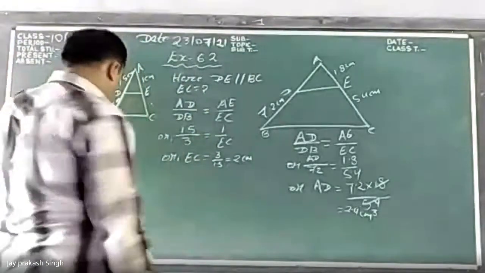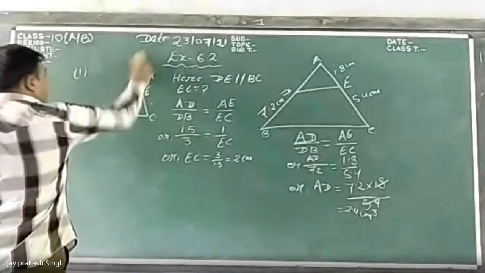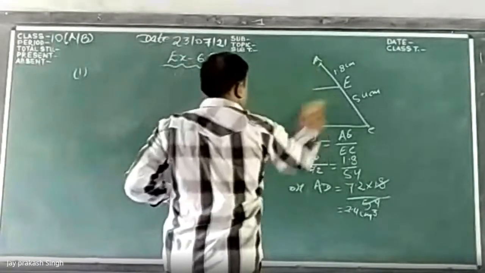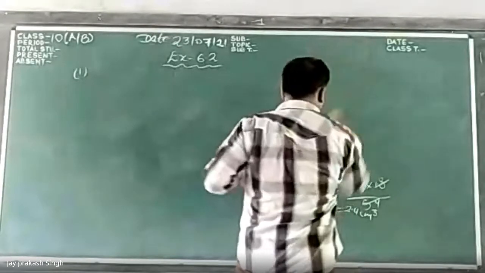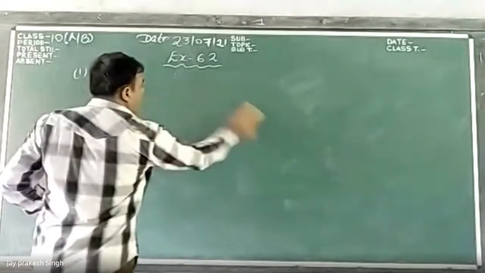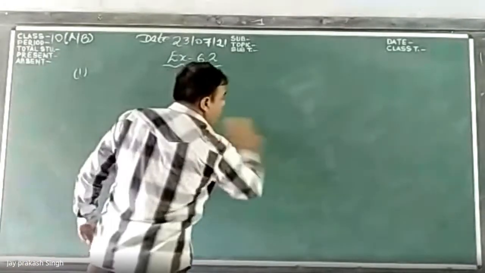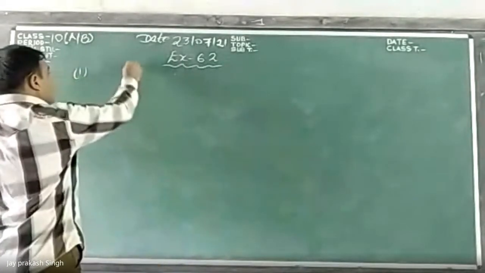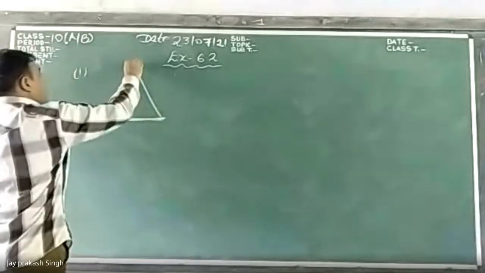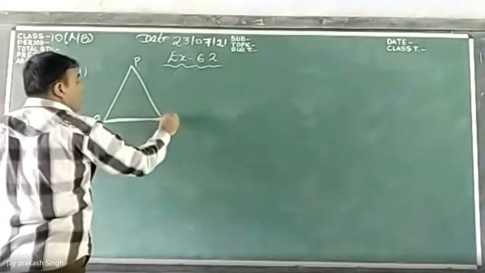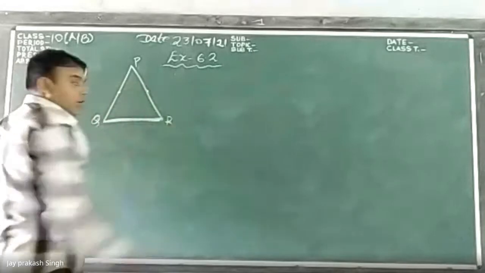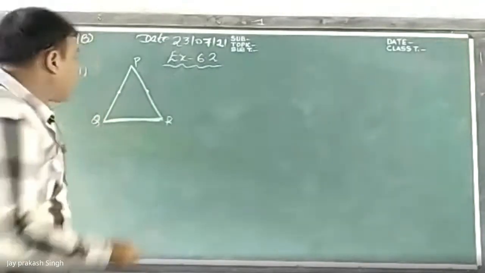A triangle PQR is given, and the midpoints of two sides are given here, that is E and F.